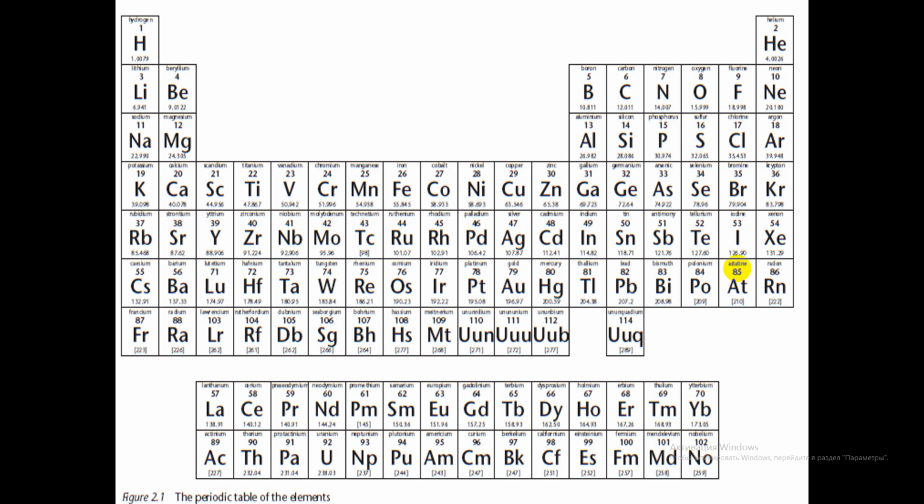Therefore, the elements in any column, called groups, tend to possess similar chemical properties. The periodic table has enormous significance in understanding the chemical behavior of the elements, because it's rooted in their atomic numbers and therefore in their electronic structures.